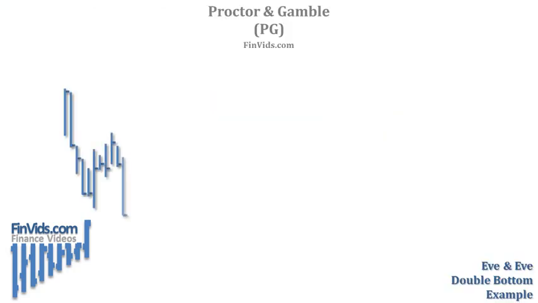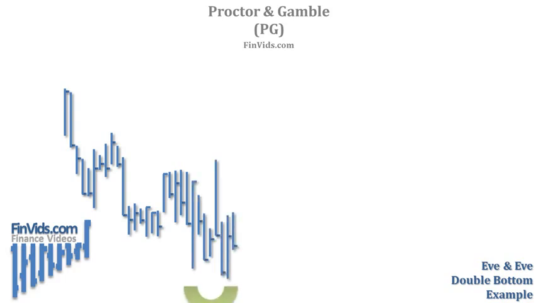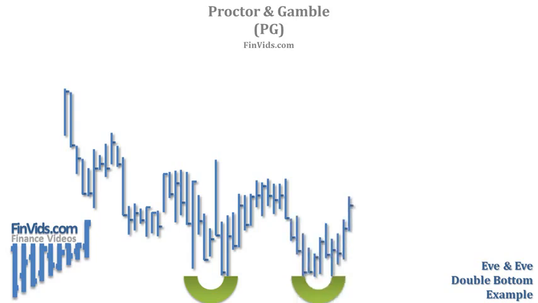Here we have an Eve and Eve double bottom. We begin with a downtrend. We have prices making a multi-day low. Prices retrace upward. Notice that the high is still lower than the prior highs, so the downtrend is still intact. Prices then fall. However, the low is not a new low. So this is a preliminary suggestion that the downtrend could be ending.